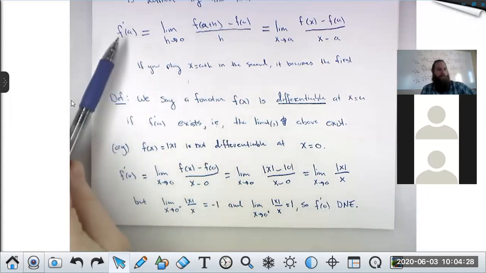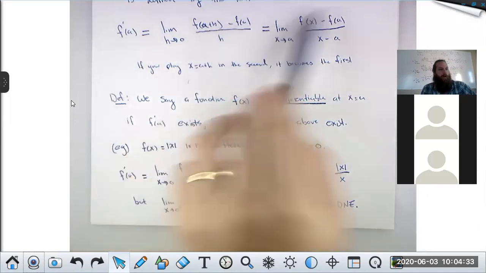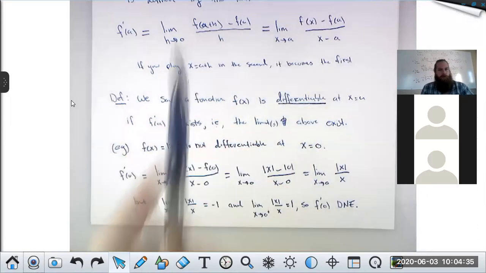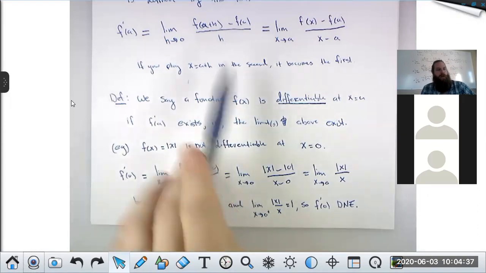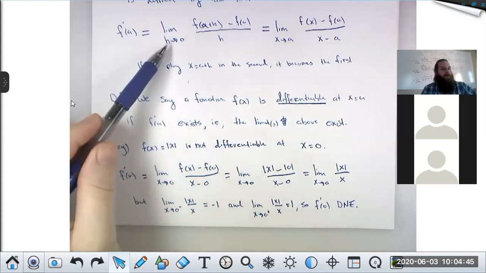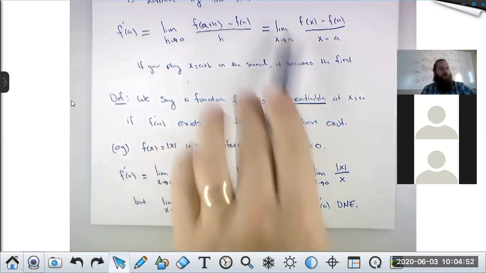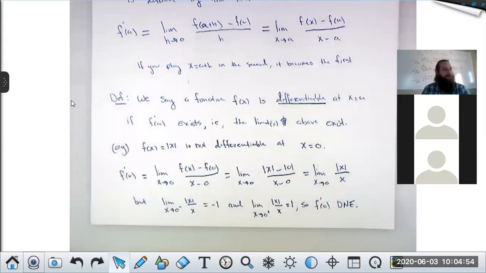So f primed of a, this is the definition we were playing with on Monday. This is an alternate definition. They're both slopes, and in both cases, we're sending the 2 points that define the slope to each other. Here I do that by sending h to 0. Here I do that by sending x to a. And if you plug x equals a plus h into this definition, it'll turn into this one. So you can see that they really are identical.